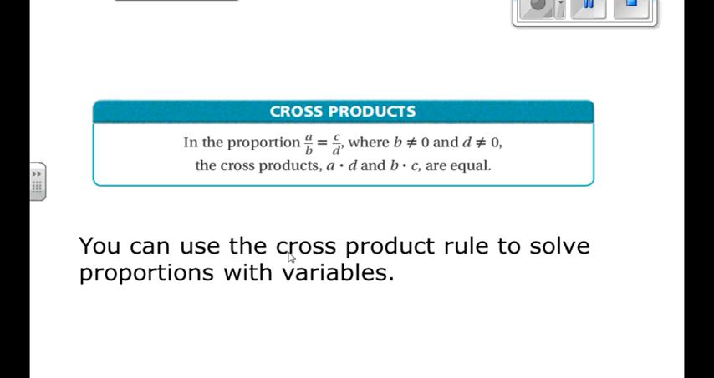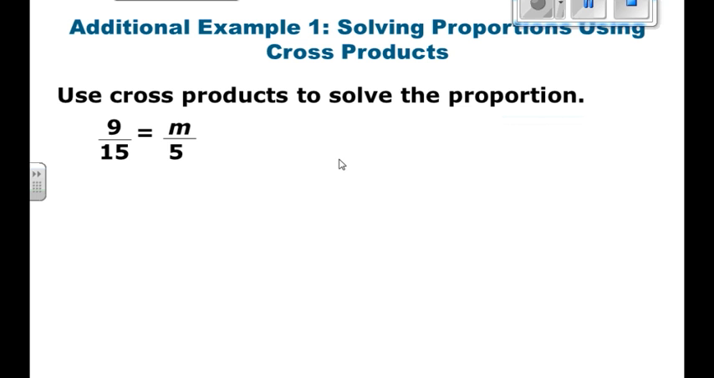So in proportions, if I was to look at this in an algebraic way, A over B equals C over D. B and D cannot be 0. We talked about how we cannot have 0 as a denominator as it is an undefined statement. So the same is going to be true when we're working on these. You can use the cross product rule to solve proportions with variables.